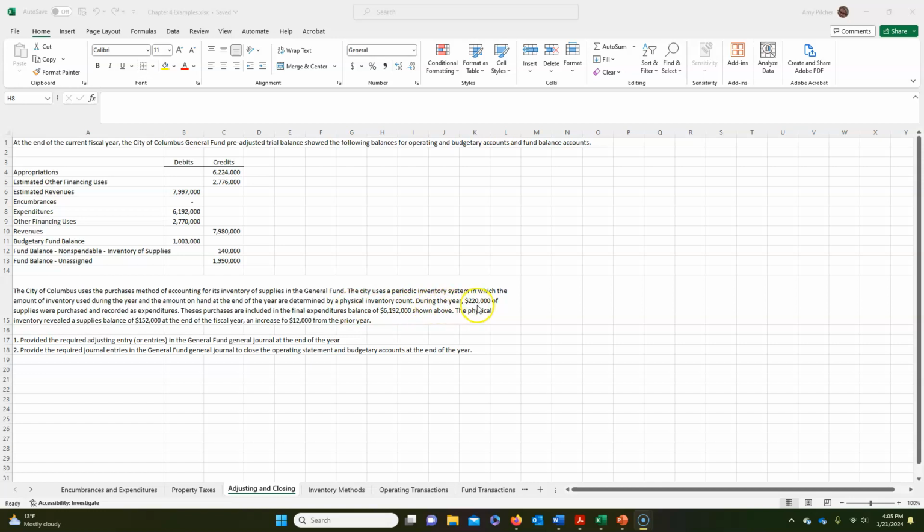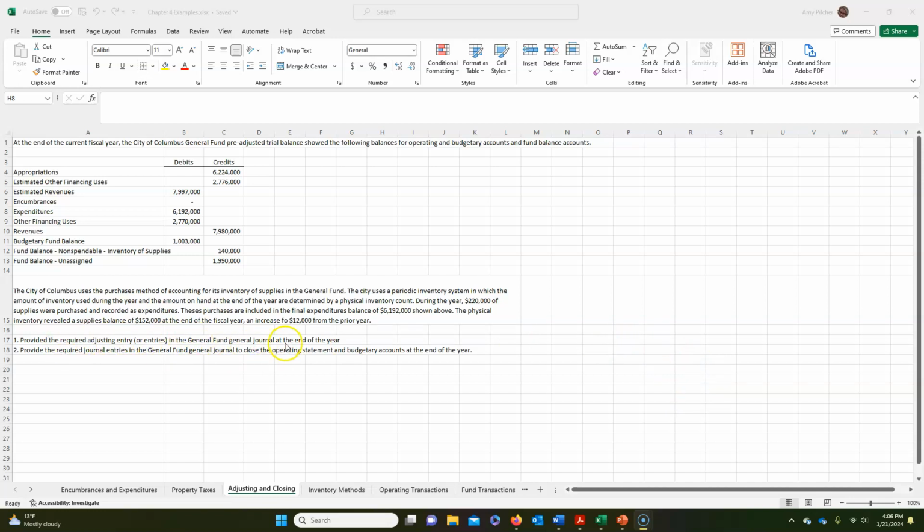So during the year, we recorded 220,000 of supplies were purchased and recorded as expenditures, and these are included in that expenditures balance of 6,192,000. And the physical inventory revealed a supplies balance of 152,000 at the end of the fiscal year. At the end of the previous year, we had 140,000 in inventory.